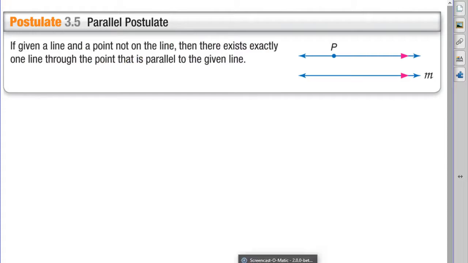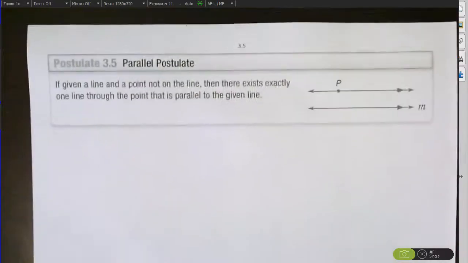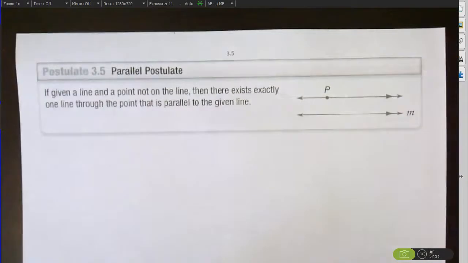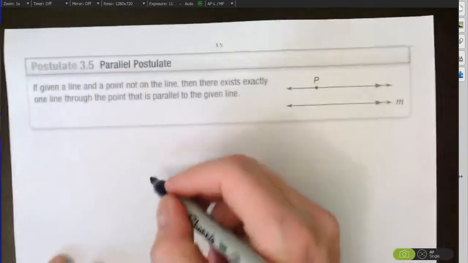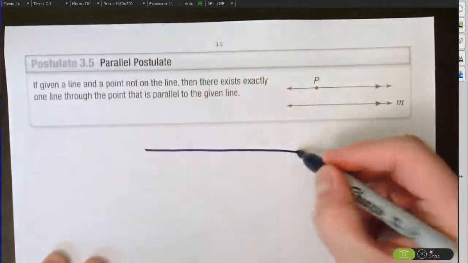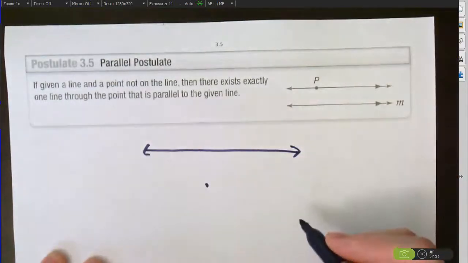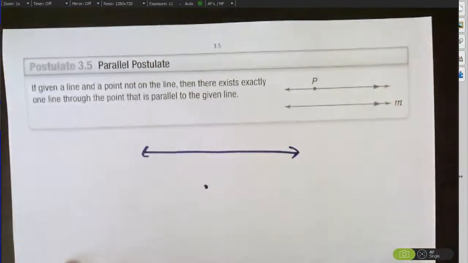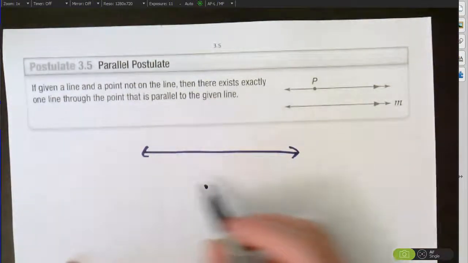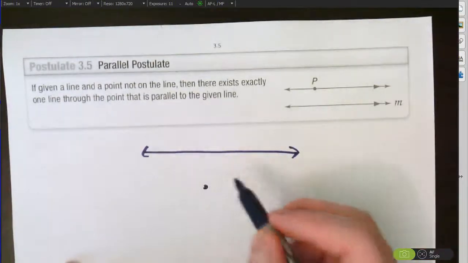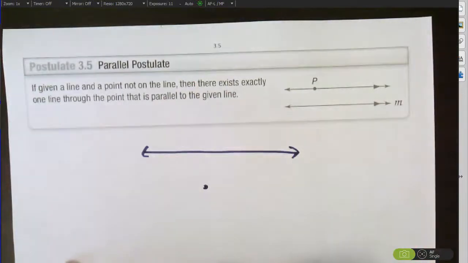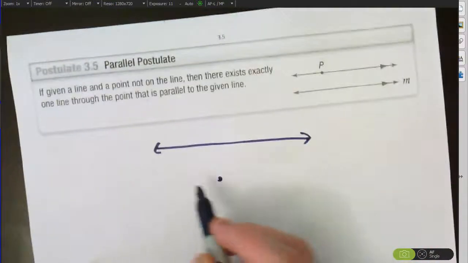Now that's a lot to unpack in words, so I'm going to do some drawing here. This is all that's saying. Hey, you've got a line out in space, a straight line, and you've got some point that's not on it. All the parallel postulate says is there's only one line you can draw through this point that would also be parallel to the other one. Which again, hopefully makes sense.